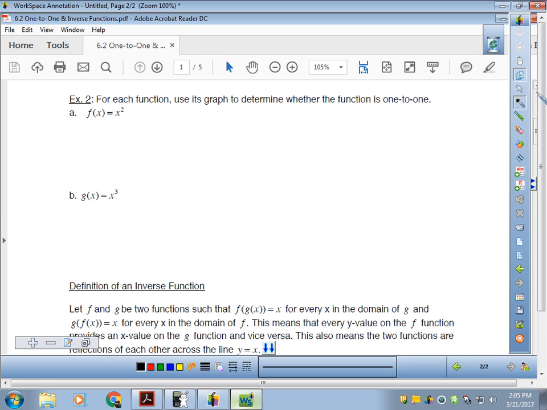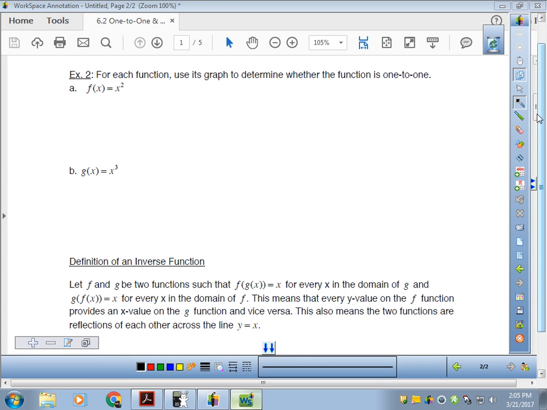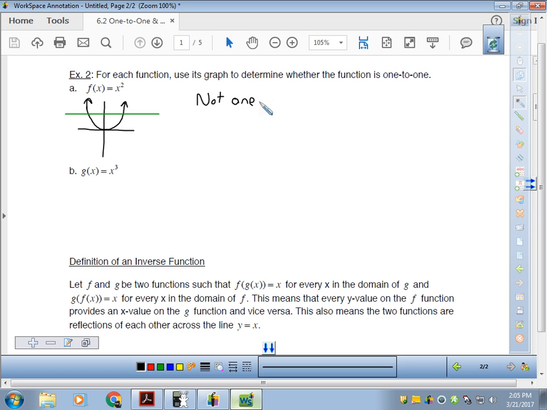Example 2 asks us to use the graph of the functions to determine whether the functions are one-to-one. So our first one is f of x equals x squared. Hopefully you remember what that looks like. It's a parabola. To test graphically if it's one-to-one, we draw a horizontal line across and see how many times it touches. When I draw this across, you can see it touches 2 times, so this function is not one-to-one.